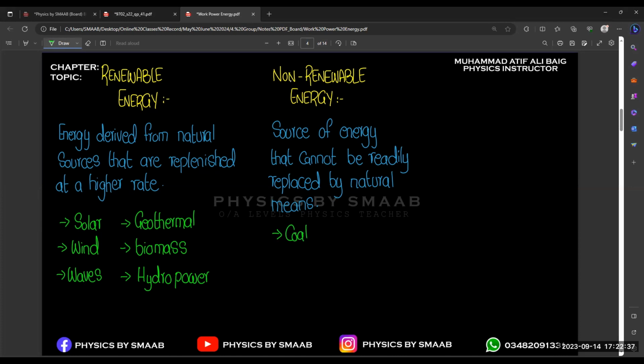So basically we can take the example of coal, right? You know that coal is not naturally available. We use wood and convert it into coal form, and then we use that coal to make thermal energy, right?